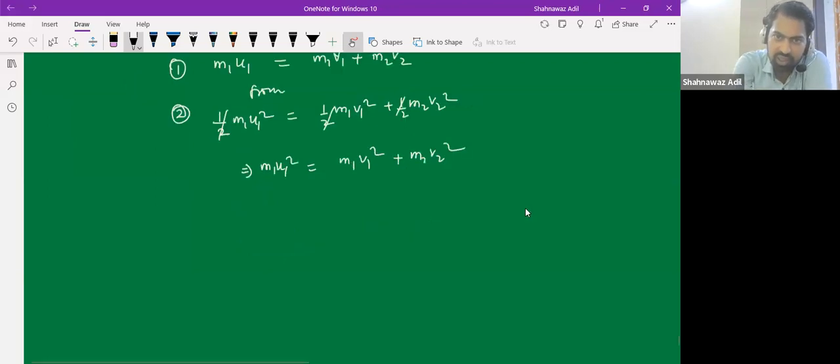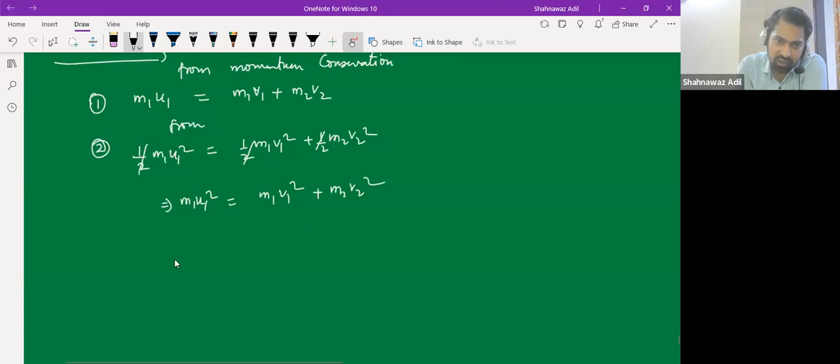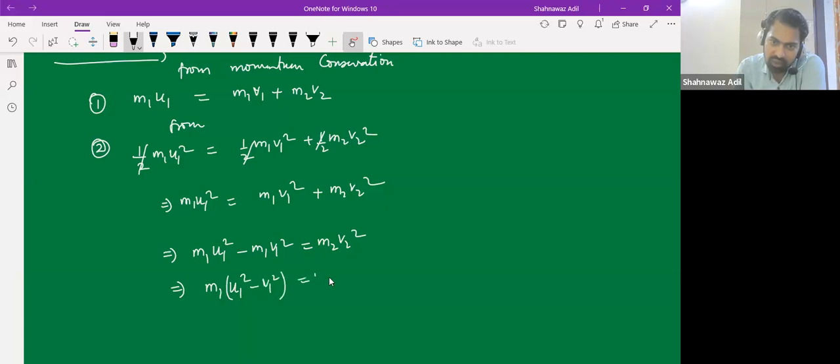So now what I can do is find M1 U1 square minus M1 V1 square equals M2 V2 square, following the same process that we did. So this would be M1 taken common, U1 square minus V1 square, equals M2 V2 square. We will follow the same steps. So M1 times U1 plus V1 times U1 minus V1.